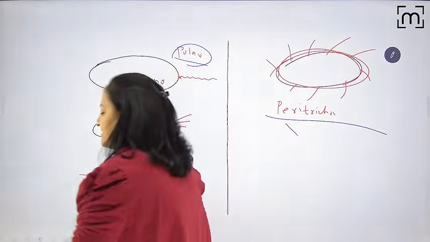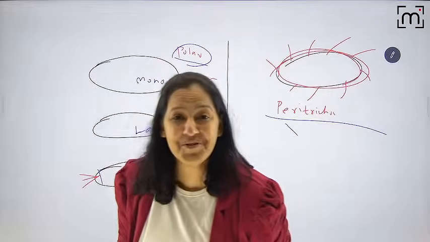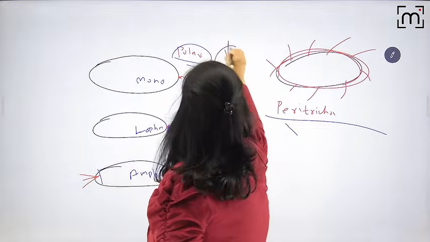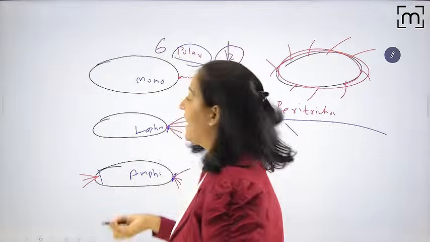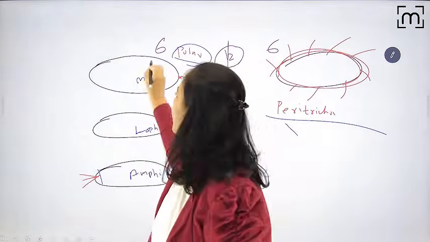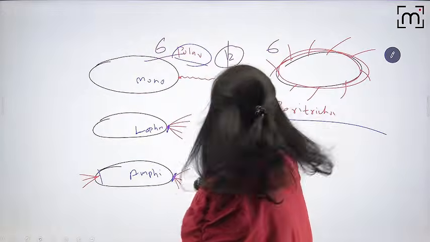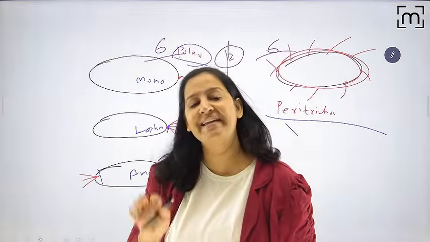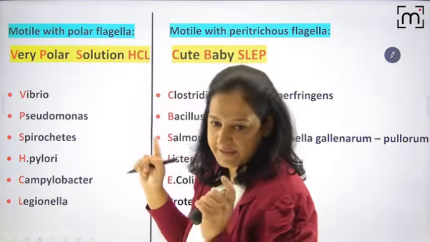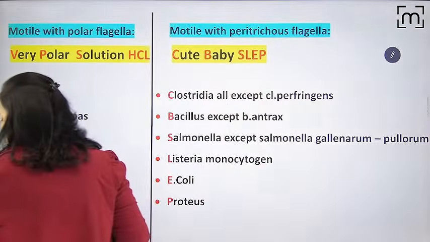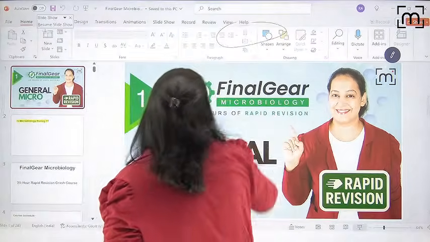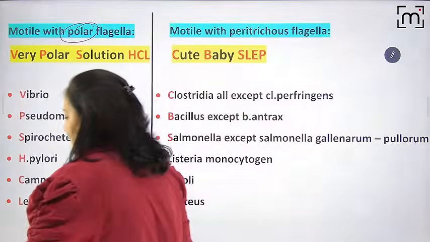Now, how many bacteria have flagella? How many are the lucky motile bacteria? 12. Out of 12, 6 have polar flagella and the remaining 6 have peritrichus. So I will give you 2 lists. One list for polar, learn them, and one list for peritrichus, learn them. I guarantee many questions come from here. So you have to learn these 2 lists. This is polar flagella. This is peritrichus flagella.